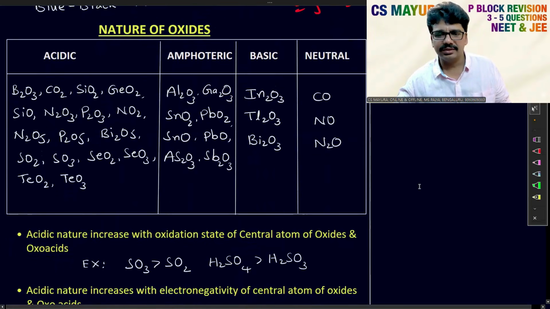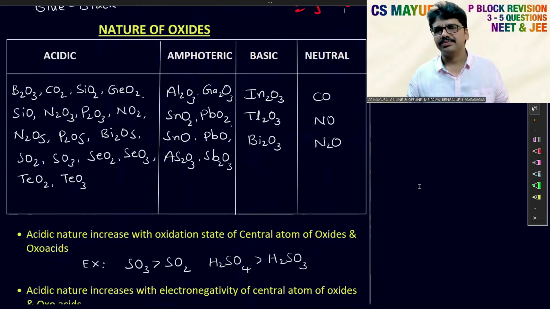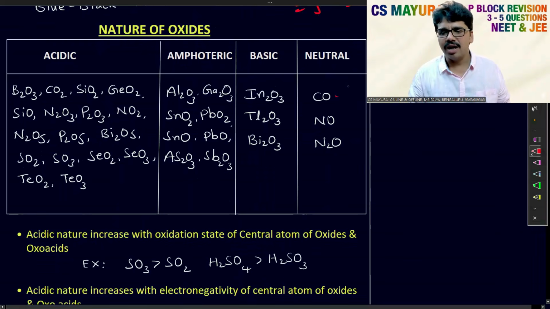Next, in oxides, another most important part is nature of oxides. Which oxides are acidic, which oxides are basic, which oxides are amphoteric, and some oxides are neutral. Here, out of all oxides, CO, NO, N2O, these are neutral oxides. And from the boron family, the acidic oxide is only B2O3. Next, from group 14 elements, carbon dioxide, silicon dioxide, germanium dioxide, right?